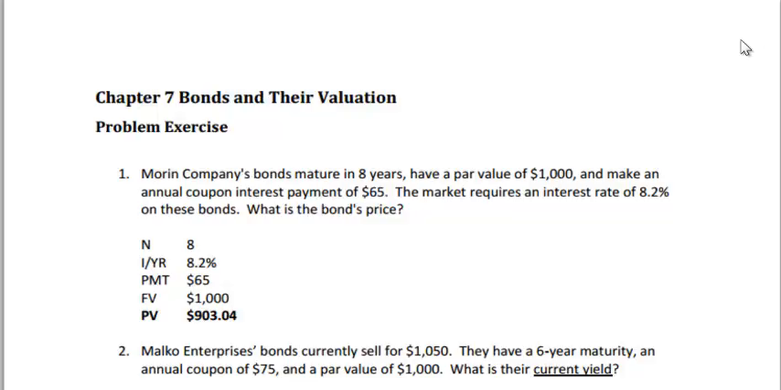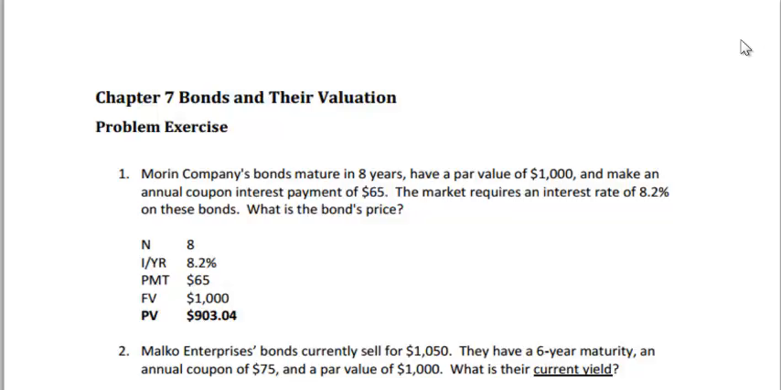These payments happen at the end of the year, so your BGN, or beginning of the year, function should be off. The bond is a discount bond. It sells for less than 1,000. As I suggested, since the required yield, the 8.2, is greater than the coupon, the actual required yield in this bond is greater than the coupon it pays.